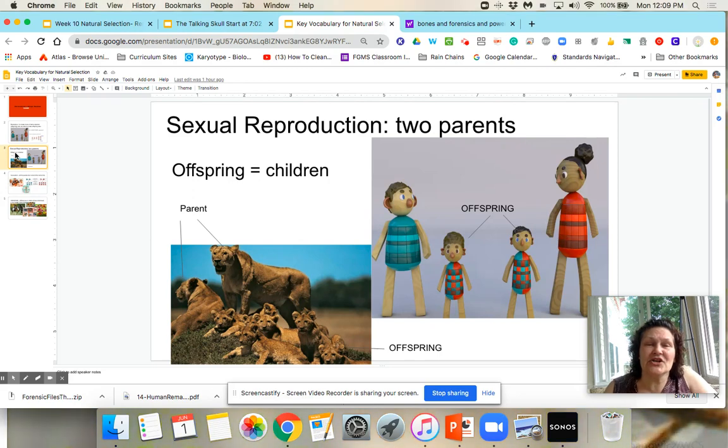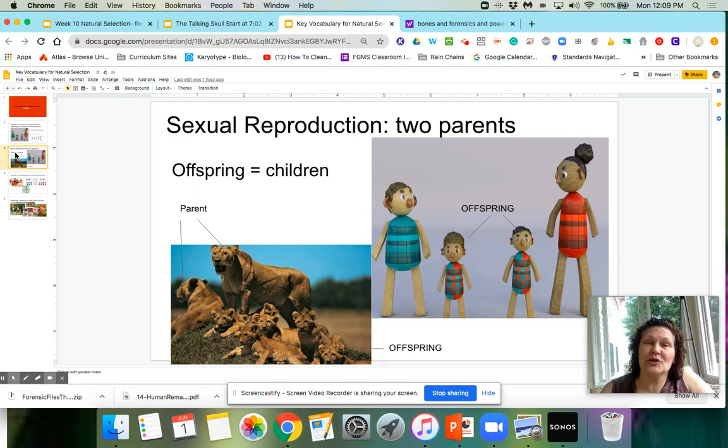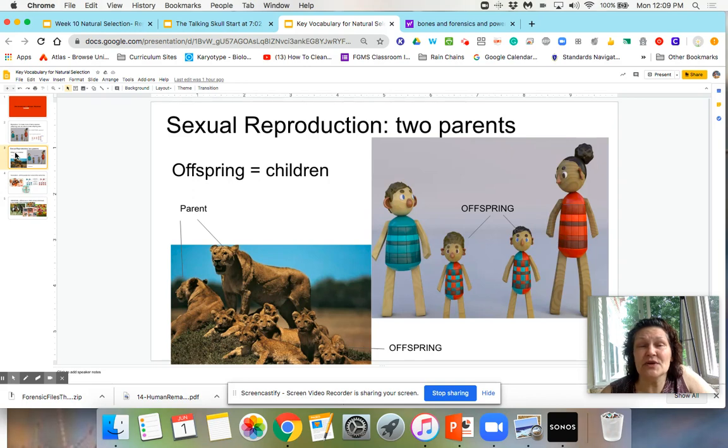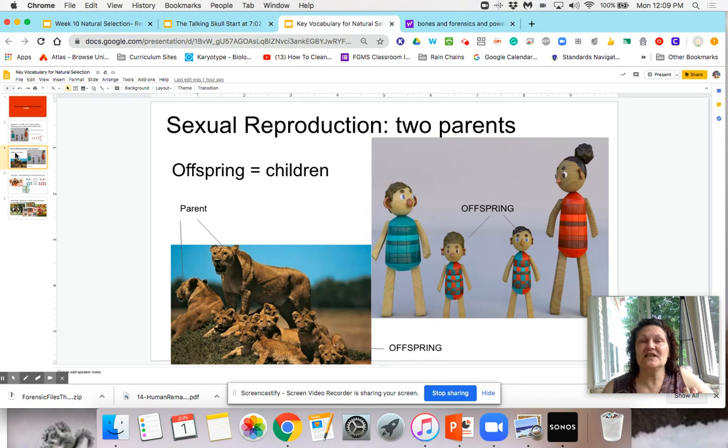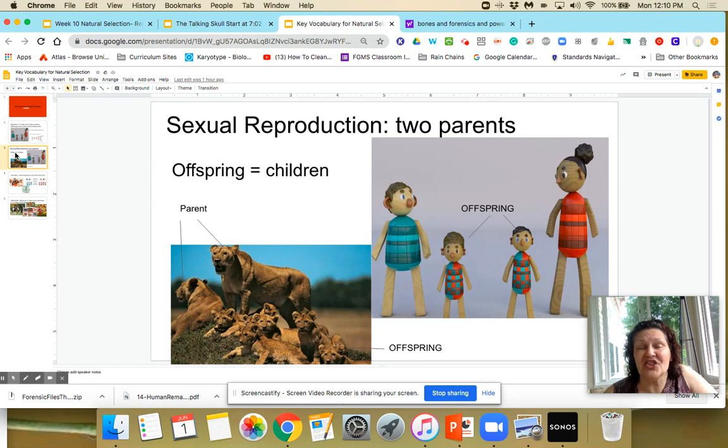But when you look at this slide, we're talking about sexual reproduction. And sexual reproduction means that there have to be two parents. There has to be a mom, there has to be a dad. Now, remember when we looked at DNA in the last unit, we said that when you have two parents, you get half of the DNA from your mom, half of the DNA from your dad. In humans, we have 23 pairs or 46 chromosomes. So 23 of your chromosomes were in the sperm, 23 were in the egg, and when they combined, that's 46.